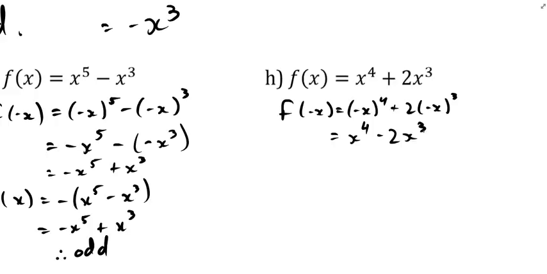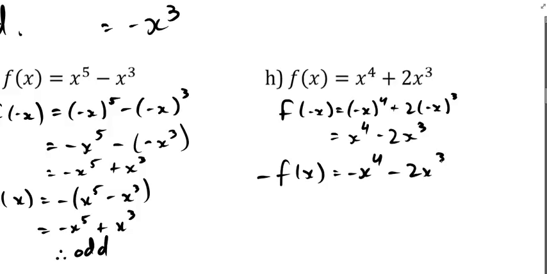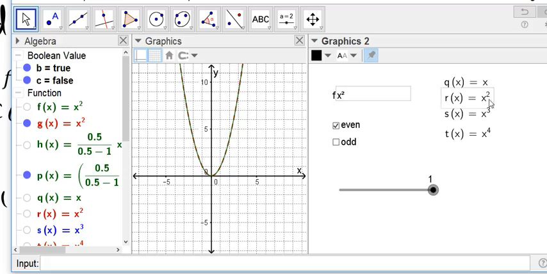Okay, so let's figure out this next one. Negative f at x equals negative x to the fourth minus 2x cubed. It flips the sign of everything, and it's neither. Okay, so let's take a look at a few of these. We've got a little bit more to do, so I'm going to hurry through this a little bit.